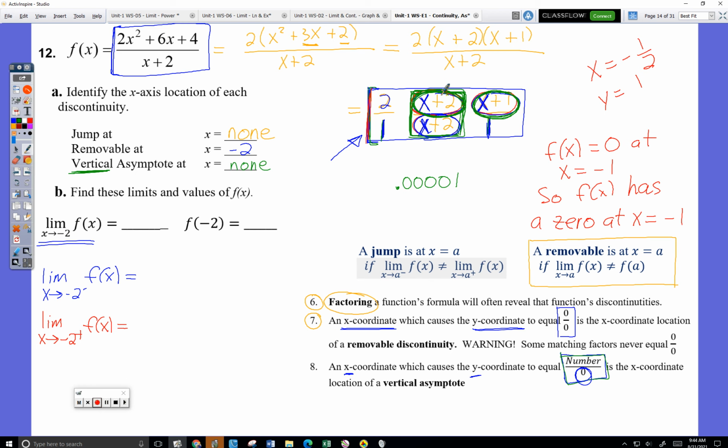Anyone want me to talk about it differently? Okay, raise your hand, please. What's this going to equal when x is almost -2? Hands up.